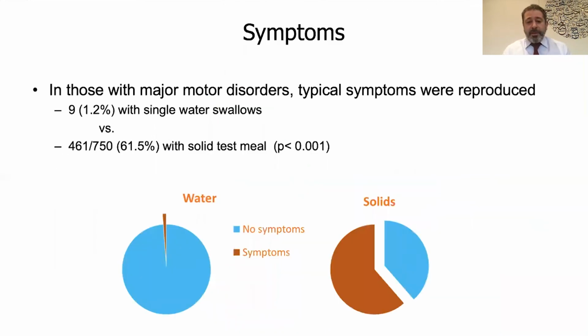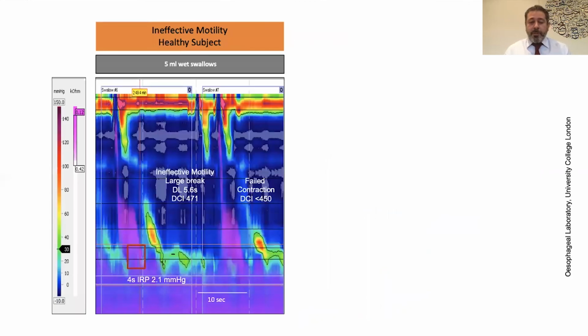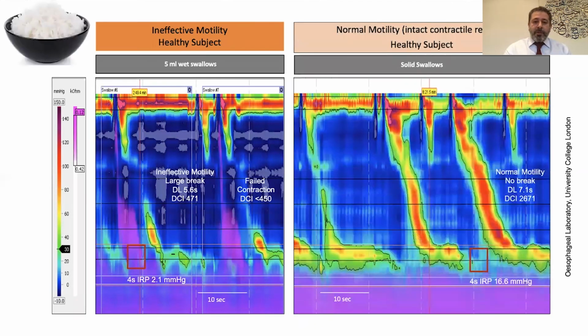What is also important is that symptoms were reproduced where there were major motor disorders. In other words, in patients in whom these changes with ineffective esophageal motility or aperistalsis were not clinically significant, symptoms were not reproduced. Here is a patient from our unit. There's clear evidence of a wide break in peristalsis, ineffective esophageal motility, DCI was low. With a solid swallow, with a rice meal, peristalsis recovered. And in fact, the patient had absolutely no symptoms. And this patient did not present with dysphagia to begin with.